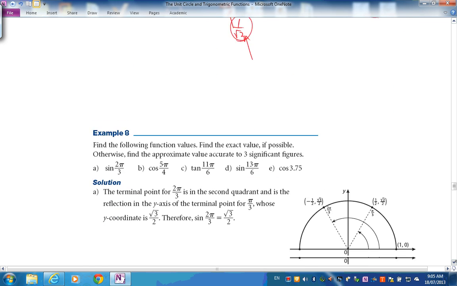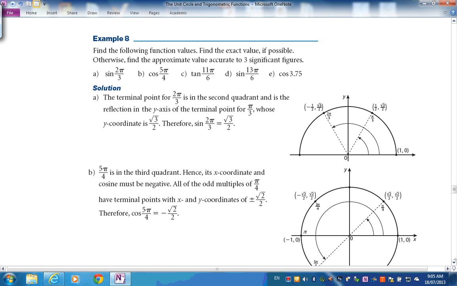Alright, let's come down and have a look at some examples then. Find the following function values. Find the exact value if possible, otherwise find the approximate value. Okay, so the sine of 2 pi on 3. So you need to go pi on 3, there's your working angle. 2 pi on 3 would be pi on 3 back from the x-axis. Okay, so it would have the match up.